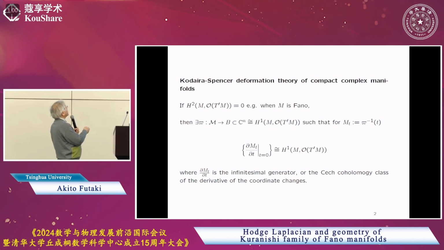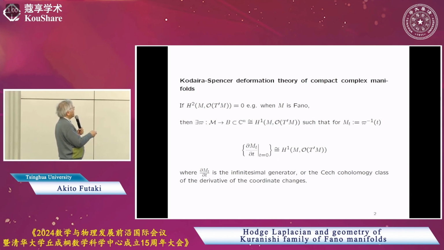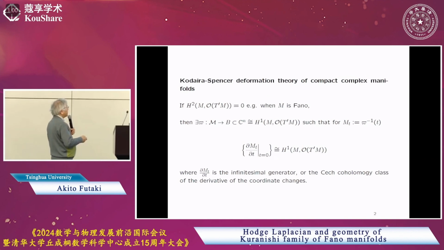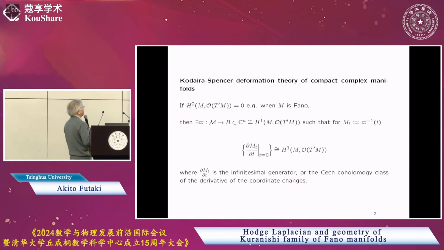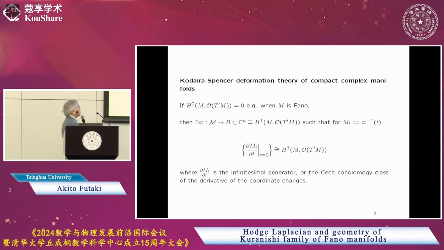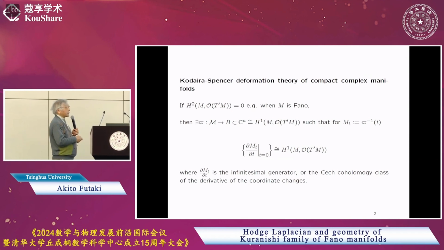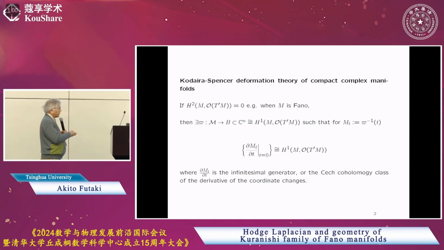So if H2 of the tangent sheaf is 0, for example, if M is Fano, then the deformation is parameterized by the first cohomology of the tangent sheaf. The infinitesimal generator is described as the Čech cohomology class of the derivative of the coordinate changes.